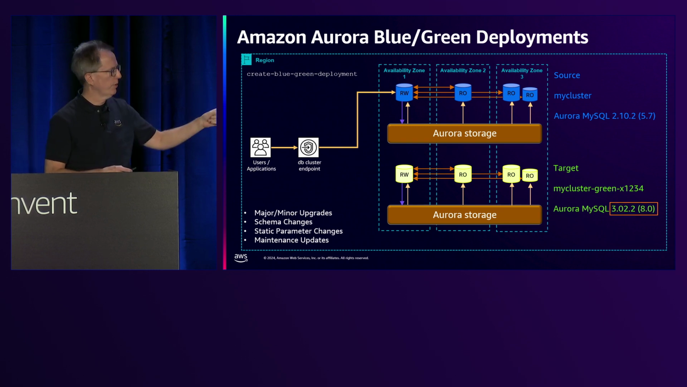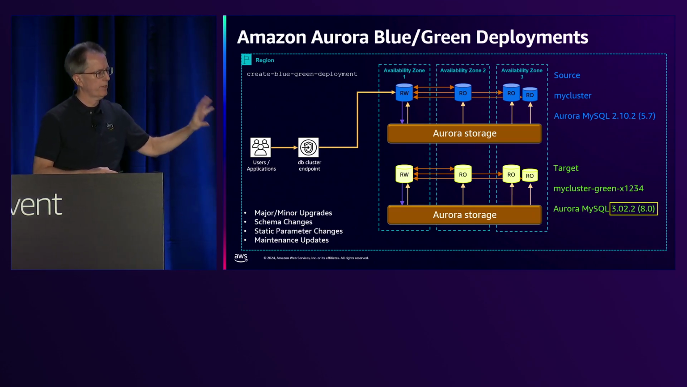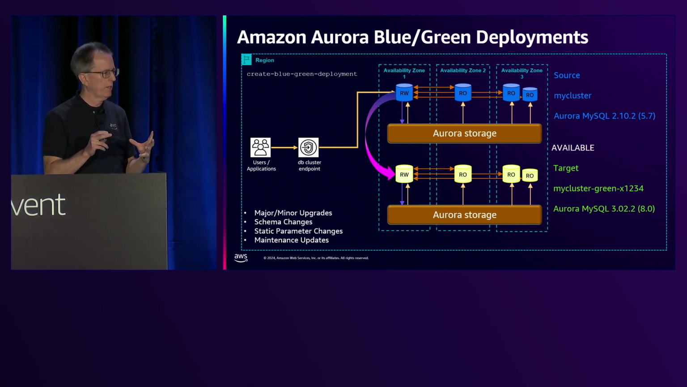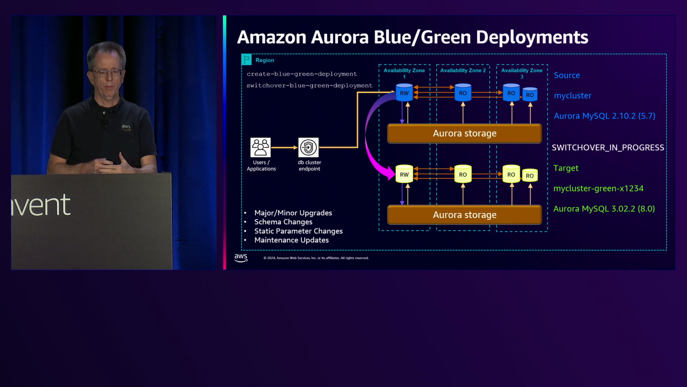So the first thing we do is upgrade the database to 8.0 on the green side. That's in preparation. But now we need to get these caught up, so we start replicating between them. We catch those up, and once they're basically close, we make this available for you to do the switchover command. So you do the switchover command, and you see switchover in progress.